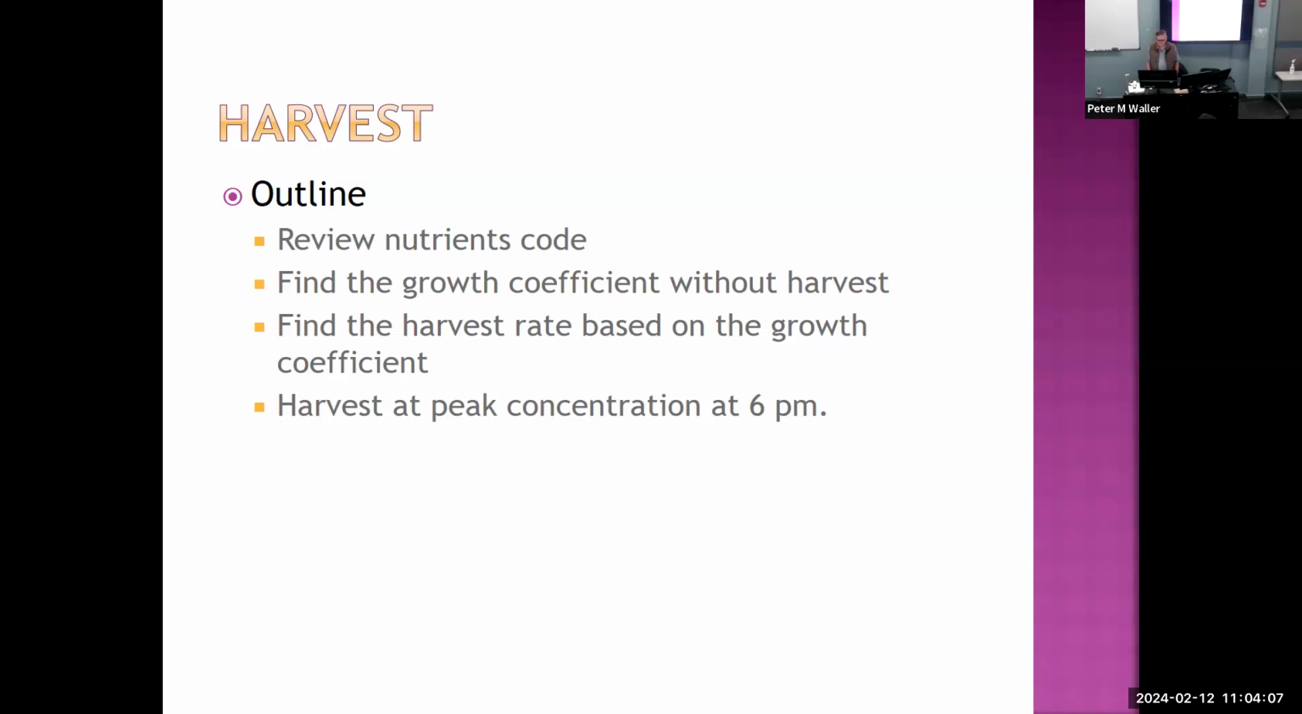Then we will first find the growth coefficient without harvest, just as we had the analytic solution without harvest for the logistic model. And then we'll find the harvest rate based on the growth coefficient. And then we'll try various harvesting methodologies. One of them is harvesting at peak concentration, which would be at 6 p.m., just before dark.